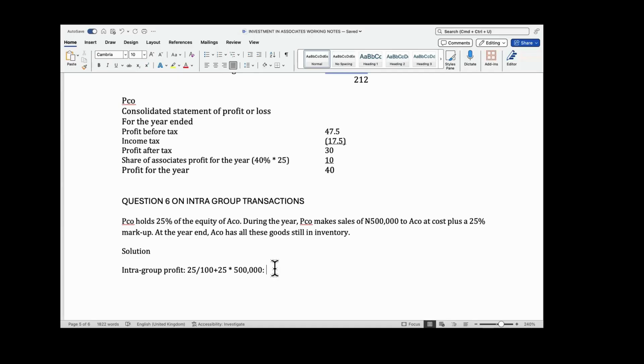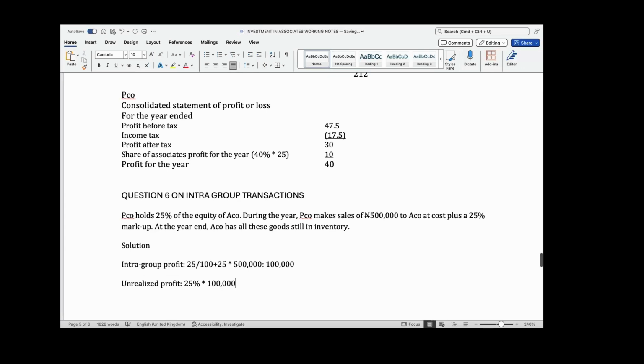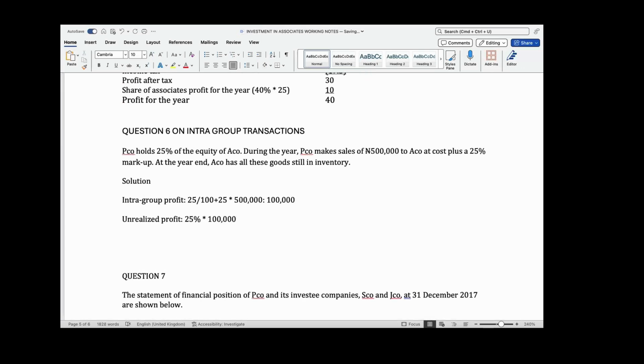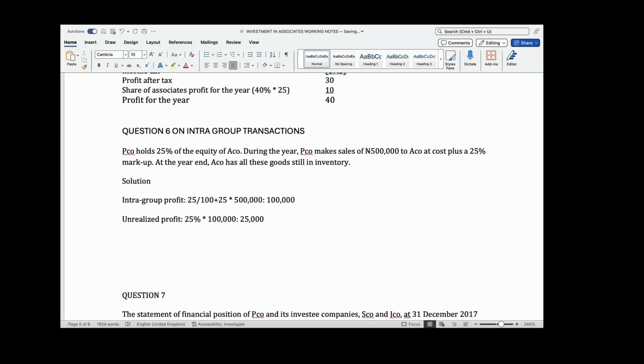Okay, so can you give me the figure, please? 100,000. So what we eliminate as unrealized profits here is not the whole of the 100,000. It's just 25%. You only eliminate to the extent of our holding, which is 25,000 here. So what will be the double entry to eliminate?